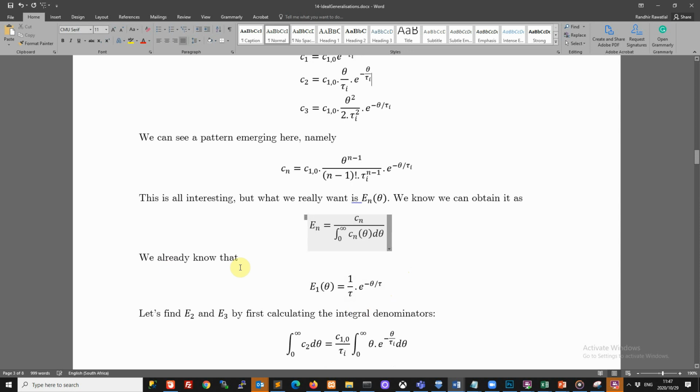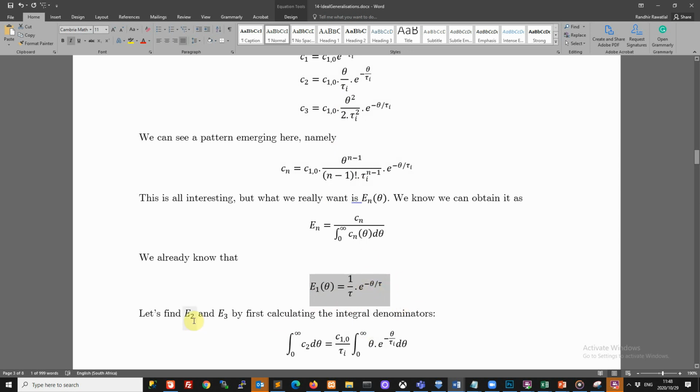So for tank 1, we've already derived this in detail in the previous section, so we are not going to redo it here. We'll just state it as known. E1, so we didn't say E1 before, it was just E of theta, but now because n can vary, we'll say E1 is 1 over tau e to the minus theta over tau, and you might want to go back and just verify you agree with that.